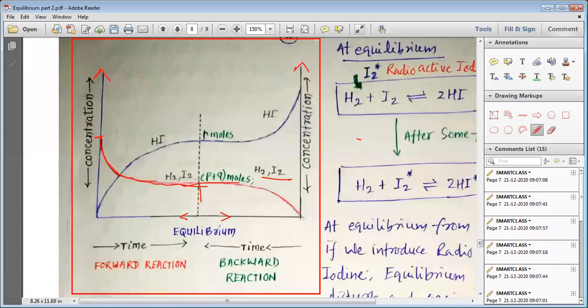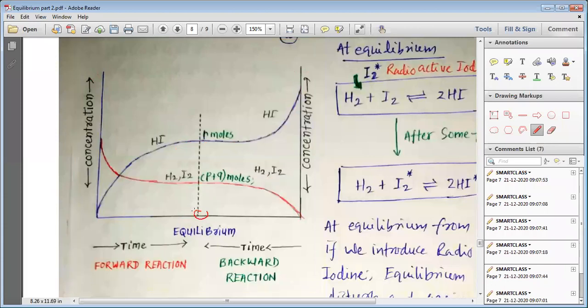Now the other graph is when we start with HI. When we start with HI, the concentration of HI decreases, and at one place it becomes constant and we get the straight line. At the same time, the concentration of H2 and I2 was zero at first, but then due to the decomposition of HI, the concentration increases, and then it becomes a straight line at one particular time. Now this is the portion where we get the equilibrium, my dear students.